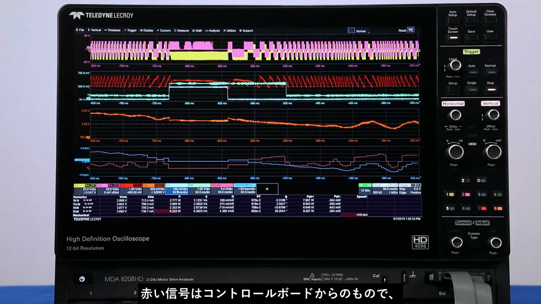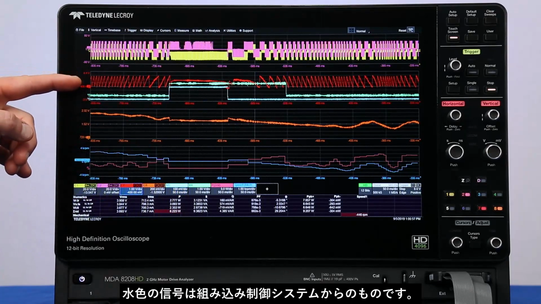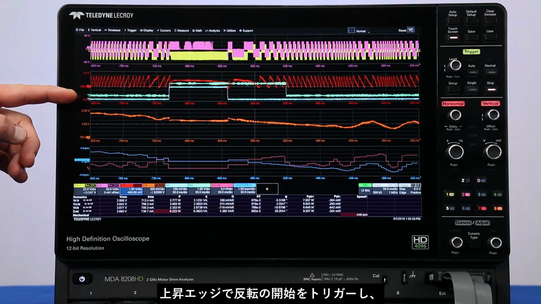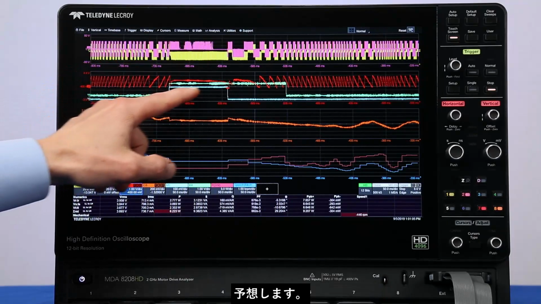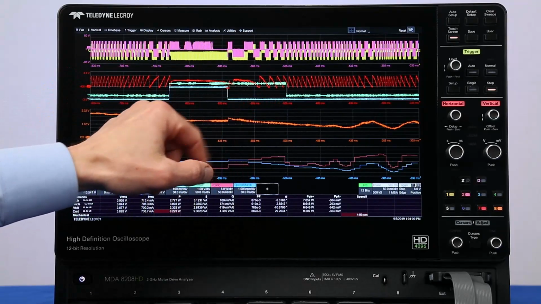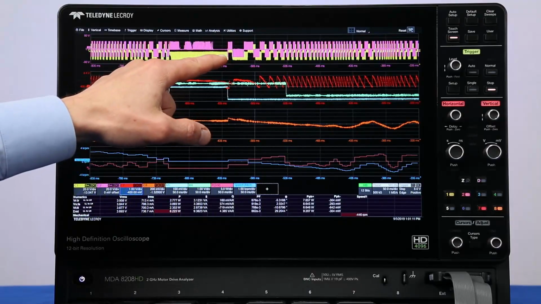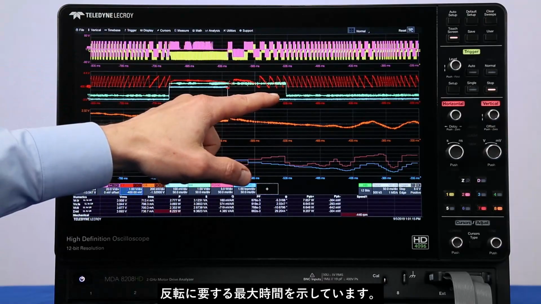The red signal is from the control board and it indicates shaft angle. The light blue signal is from the embedded control system. It triggers the beginning of the reversal on the rising edge and expects the end of the reversal to be completed by the falling edge. The green signal falling edge indicates the maximum time that the reversal may take.